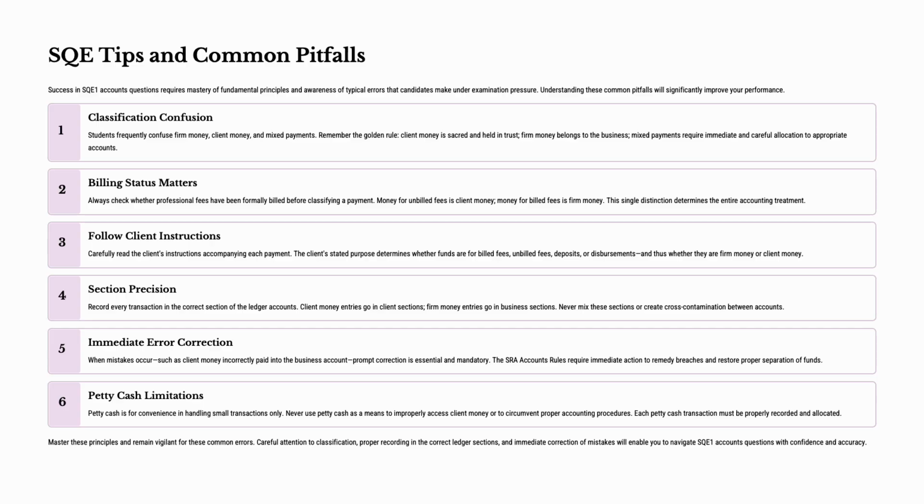Always follow client instruction, allocate funds correctly, and record every section in correct ledger section. Promptly correct any error. Accuracy, clarity, and compliance are your best friends. In SQE1 solicitor account questions, you need to keep in mind that once your concepts are clear and terminology is clear, you will be all right. Think of it as protecting client money and avoiding very awkward conversation later. Not only awkward conversation, but also awkward marks as well.